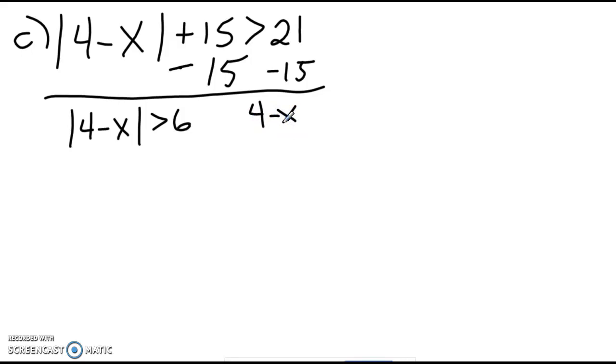Okay, so this is greater than. So greater than means we're going to write it as 2 separate ones. So the first one is going to be, not that. 4 minus x is greater than 6, or 4 minus x is less than negative 6. Okay, so when it's greater than, we're going to write 2 separate inequalities connected with or. When it's less than, that's when we'll put it in between.